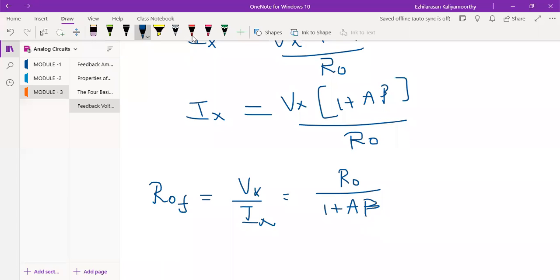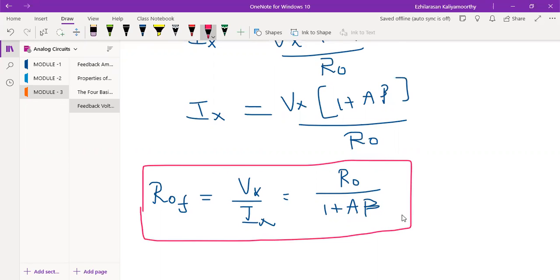So from this, I can say your output impedance purely depends upon the values A and beta. From this only I can say the R naught is very, very low. So that is why the R naught is low actually here. Input impedance is infinity, that is very high. R naught is low, that is, output resistance is low. Output impedance is very low.